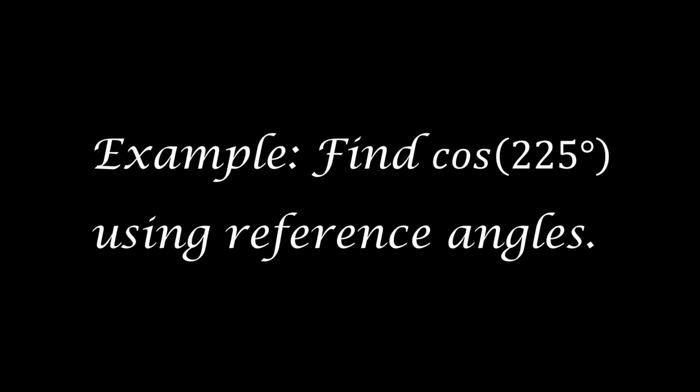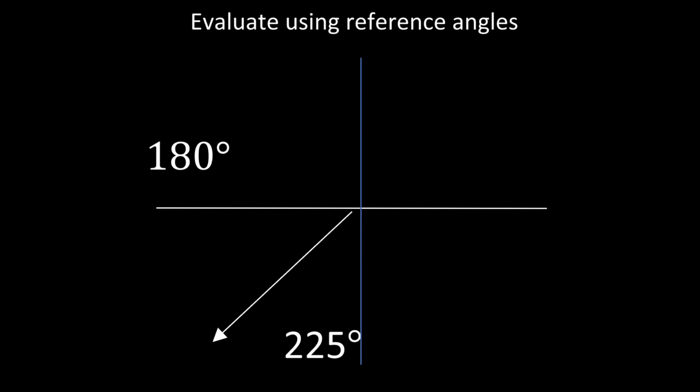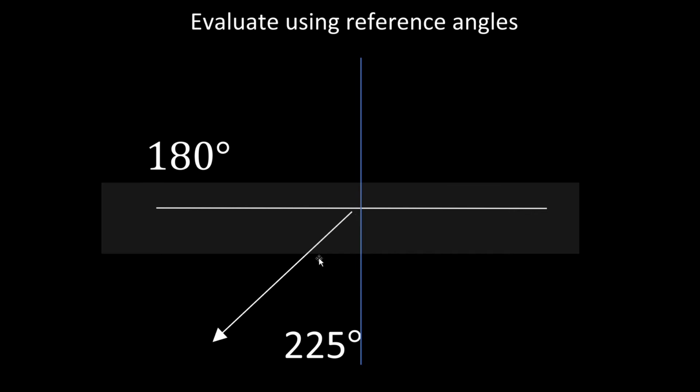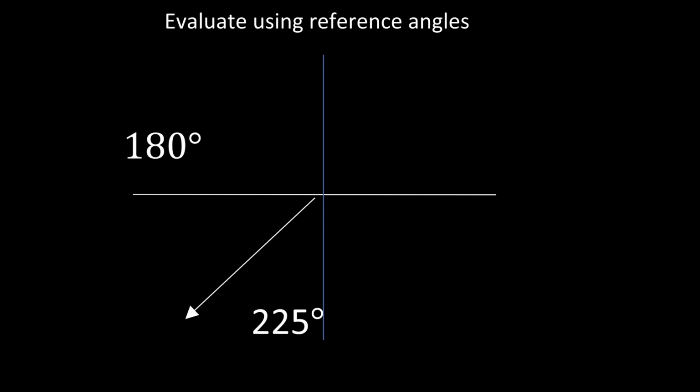All right, guys, we have another example here. Find cosine of 225 degrees using the reference angle method. So the first thing we're going to do is probably locate 225 degrees. We know that 225 degrees creates a ray in the third quadrant. So what's our reference angle here?